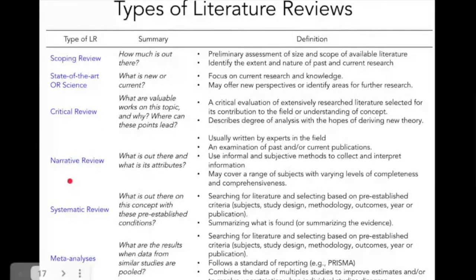And narrative review is a traditional review. It is topical and thematic. It is usually written by experts in that field because you want to talk about one topic, focusing on past and current publications. You want to discuss all. Okay, you want to discuss everything.